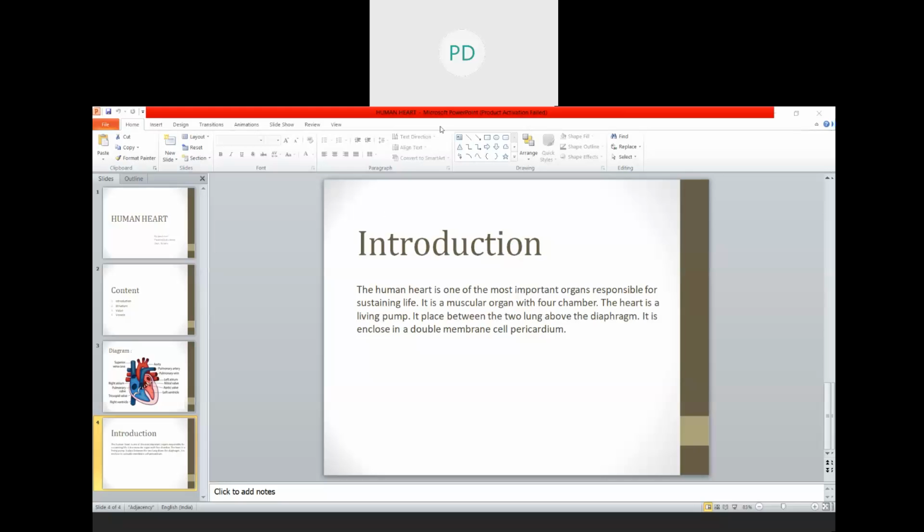Next, position of the heart in the human body. The human heart is located between the lungs in the cavity, slightly towards the left of the breastbone. It is derived from the embryonic mesodermal germ layer. Okay.